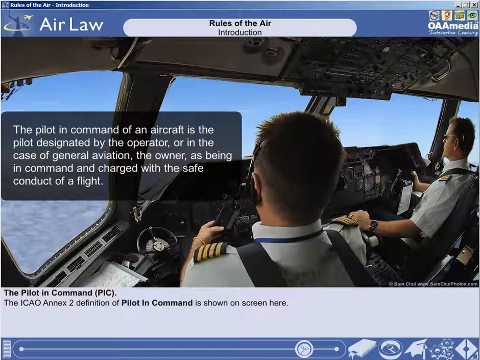The Annex 2 ICAO definition of pilot in command is shown on screen here. The pilot in command of an aircraft is the pilot designated by the operator, or in the case of general aviation, the owner, as being in command and charged with the safe conduct of a flight.